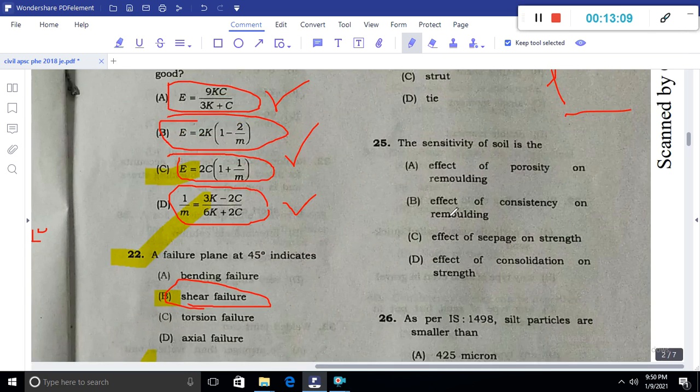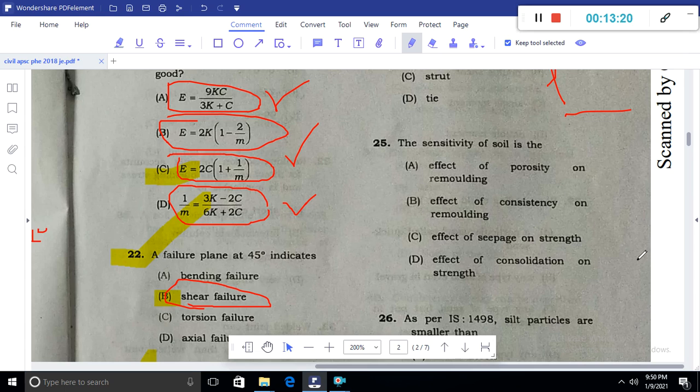Then they ask about the sensitivity of the soil. Sensitivity of the soil: effect of porosity on remolding, effect of consistency on remolding, effect of seepage on strength, effect of consolidation on strength.